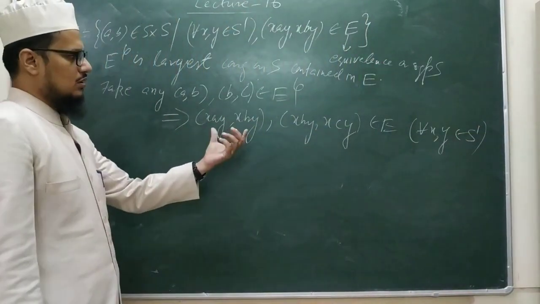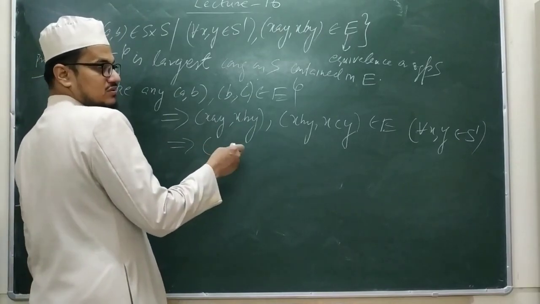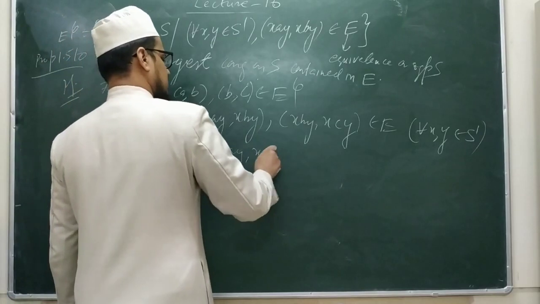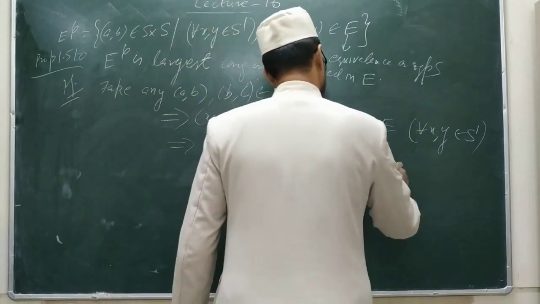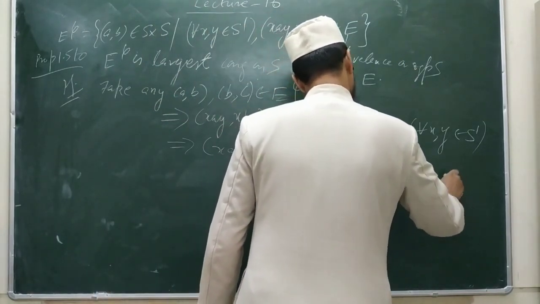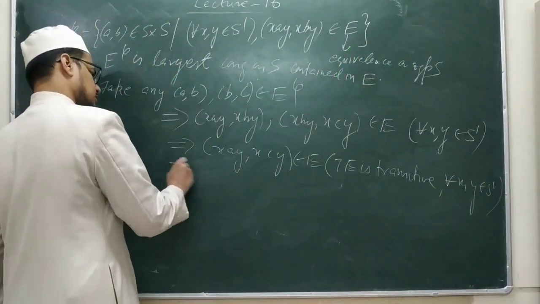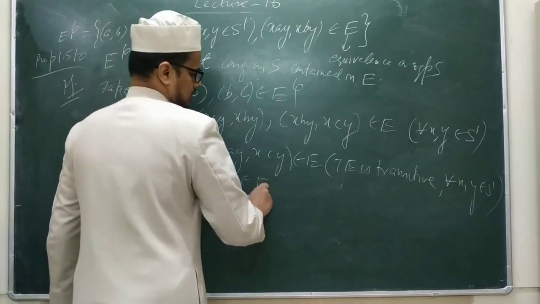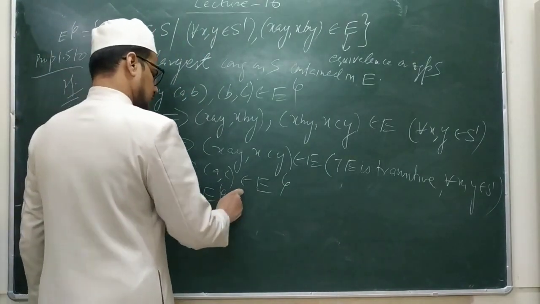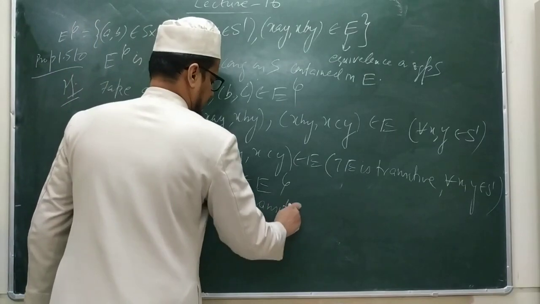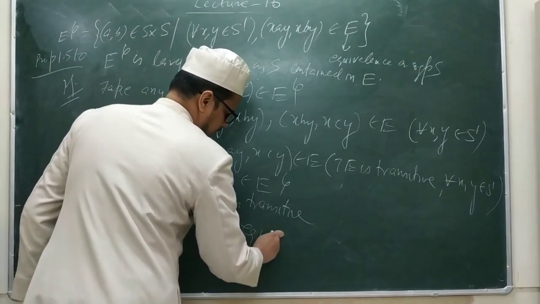Now see, E is what? Equivalence relation. It implies what? E, being an equivalence, is transitive. So XAY comma XCY goes in E, since E is what? Transitive. For every X, Y belonging to S1. It implies what? A comma C belonging to E natural. So in this way, E natural is what? Transitive. It implies that E natural is what? Equivalence relation.